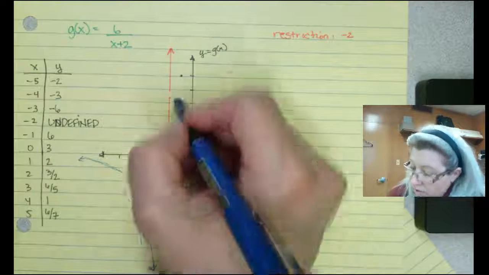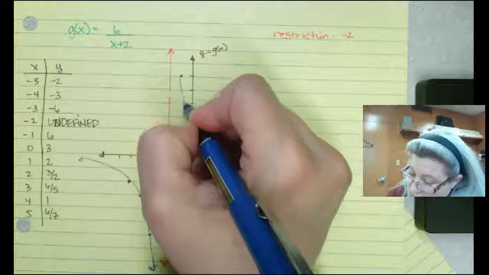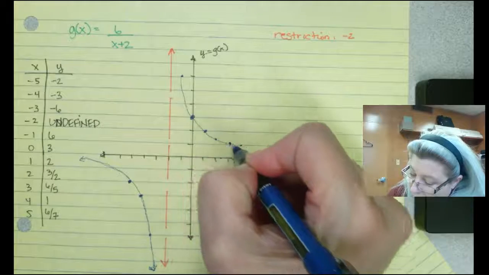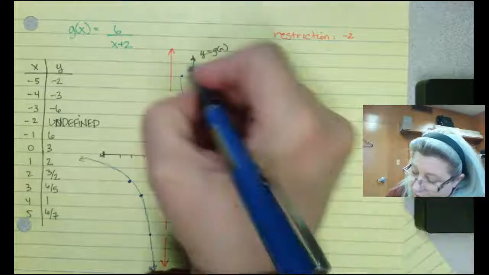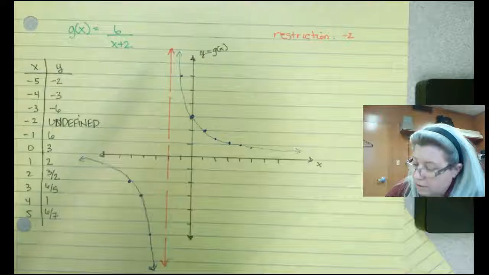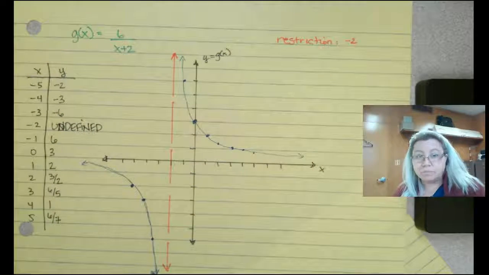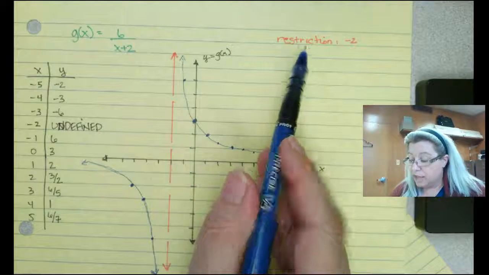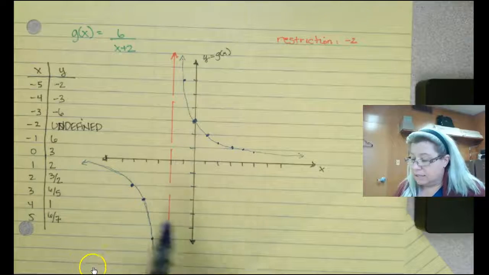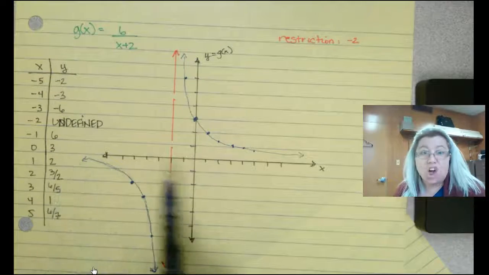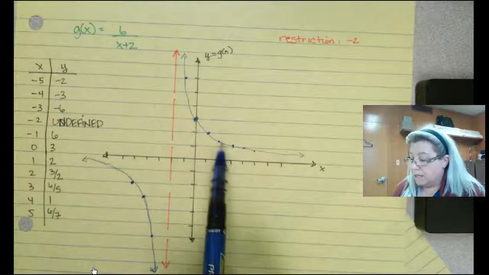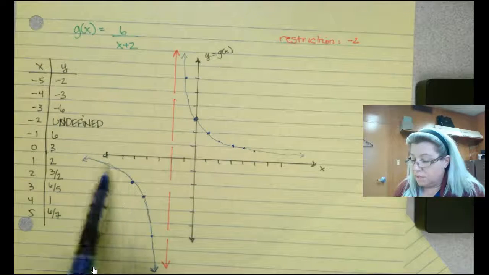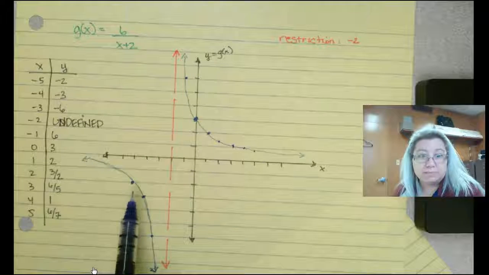So you can see we're starting to get this nice curve. You might or might not need more points to figure out this shape. But there we go. I'm not crossing the red line, my asymptote, that's my restriction. And for this instance, it looks like my x-axis is also a boundary because I'm getting really, really close to it on both sides, but I'm never reaching it.